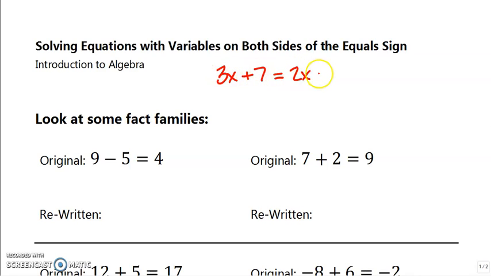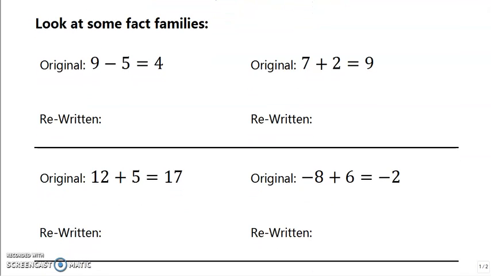If I have 3x plus 7 equals 2x plus 5, the barrier to solving this is the fact that we have a 3x and a 2x on opposite sides of the equal sign. We can't combine them because the equal sign is our barrier, so we need to find another way to go about this. Where I'd like to start is by looking at fact families.